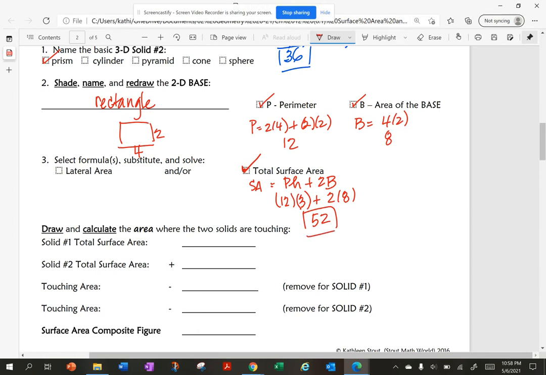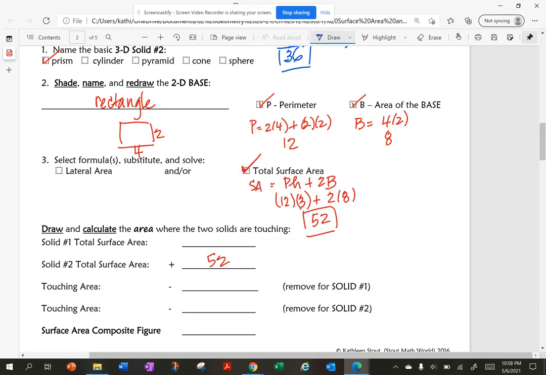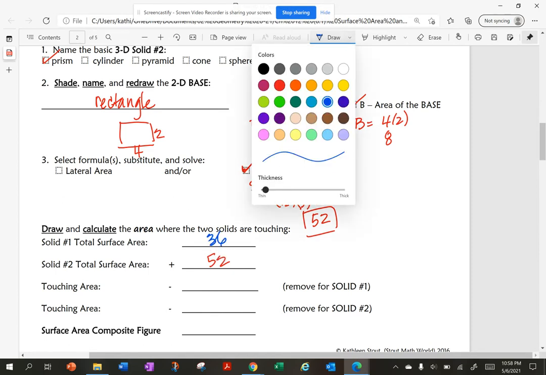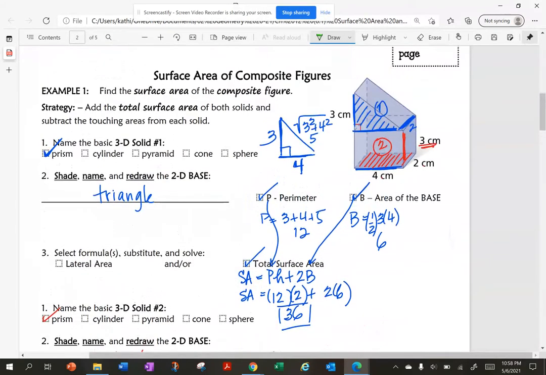Okay, so I want to add my two surface areas. My second one is 52. My first one is 36. Now I want to go subtract out what's touching. So let's go see what's touching, because that's not on the outside.